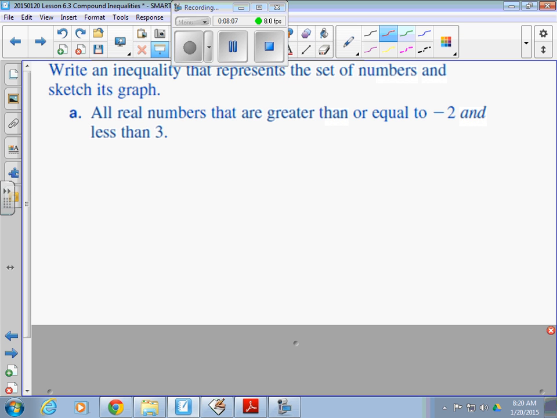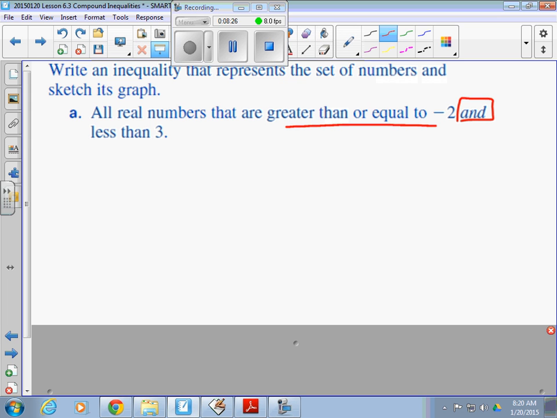Okay, let's take a look at this one. It says all real numbers that are greater than or equal to -2 and less than 3. This is the key word, and that's why it's italicized for you. This is going to be an overlapping one. It is easier to graph them first and write them second. It's always easier to do that.